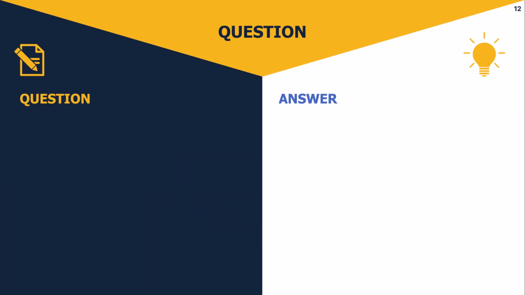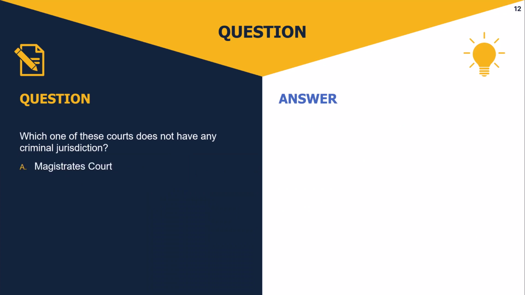Okay, so let's finish off with a question. Which one of these courts does not have any criminal jurisdiction? Is it A, the Magistrates Court, B, the High Court, C, the Crown Court, or D, the County Court? So which one does not have criminal jurisdiction? Pause. You can always pause the presentation and pick your answer.